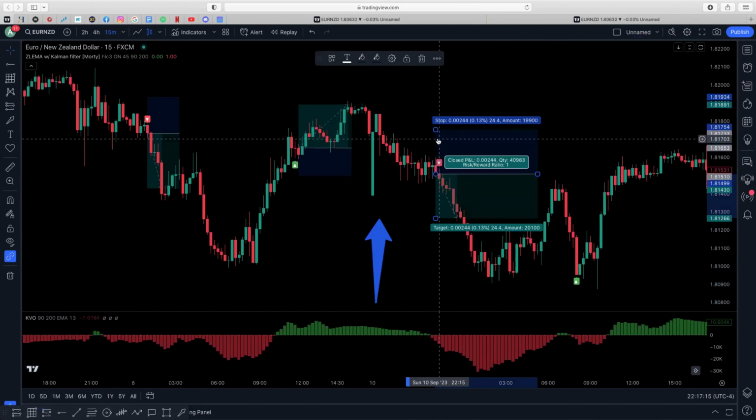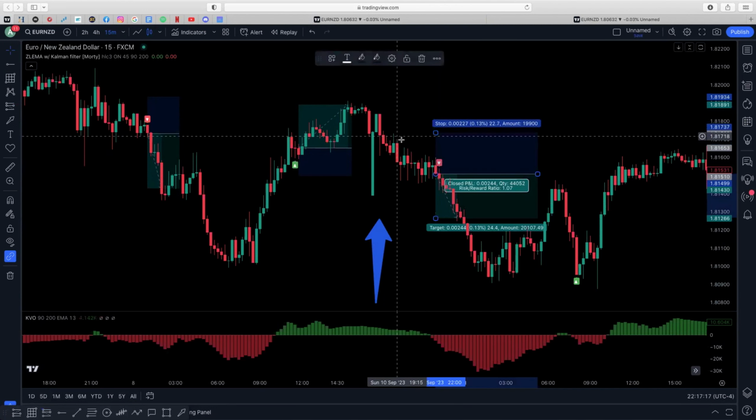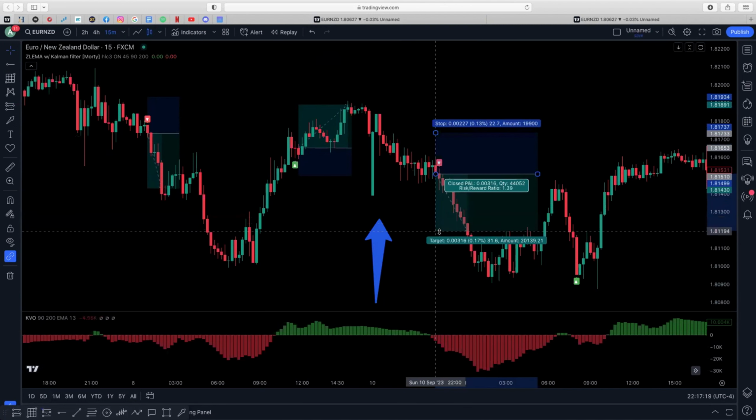Like stop loss, we just keep it above the highs like there. Then we make sure that we're taking 1:1.5.